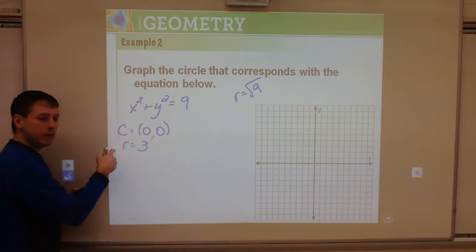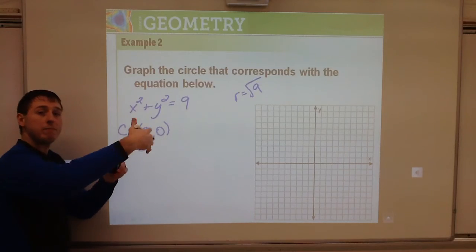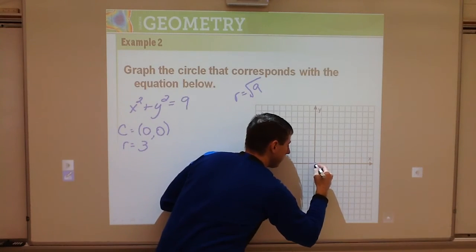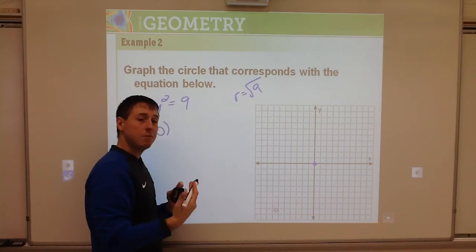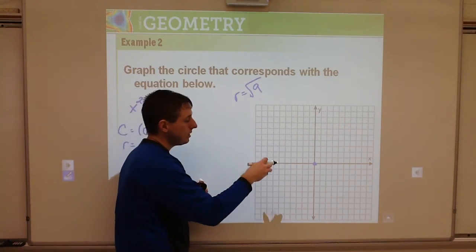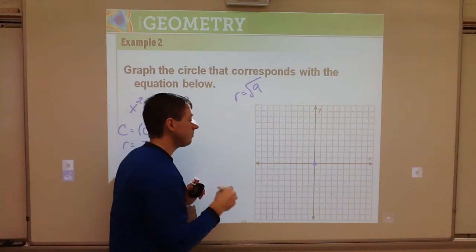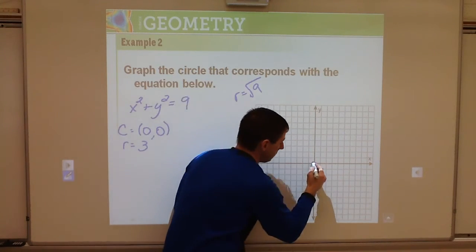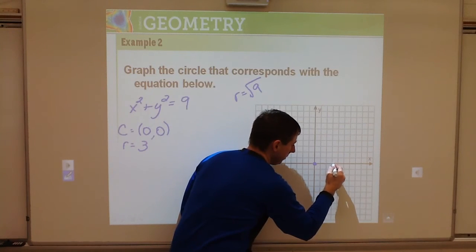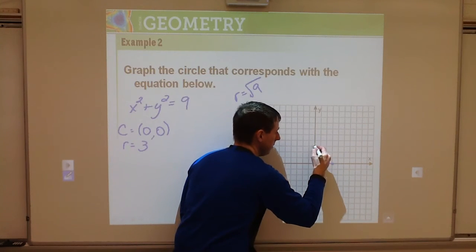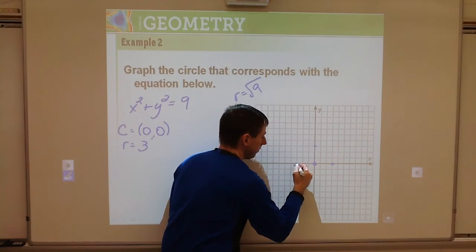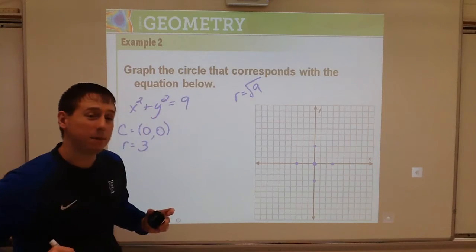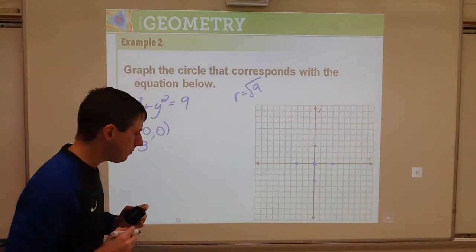So now I've got my information. I just have to go onto that graph and make my circle. The center is 0, 0, so I'll put a little dot there. And then remember what a radius is. A radius is from the center to the edge of the circle. So from here I'm going to count out 3 in every direction. 1, 2, 3. 1, 2, 3. 1, 2, 3. 1, 2, 3. That's about the best I can do as far as making my circle.